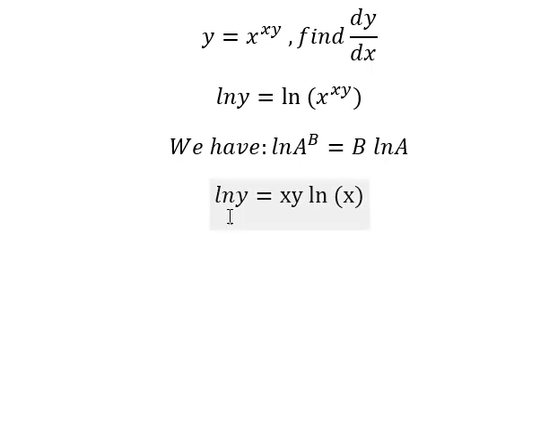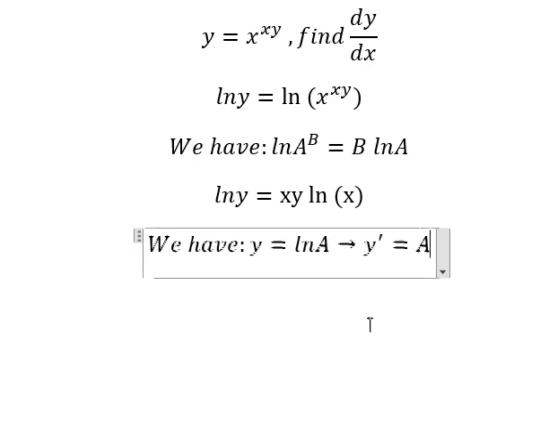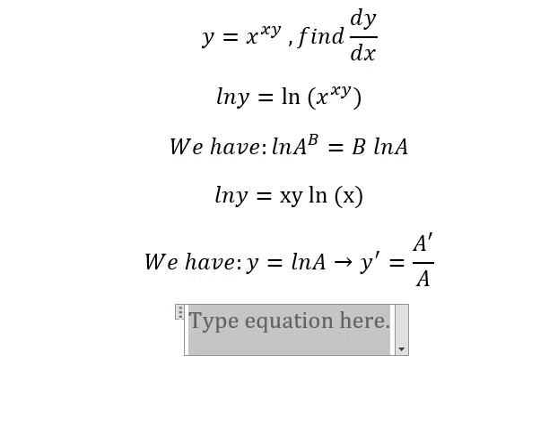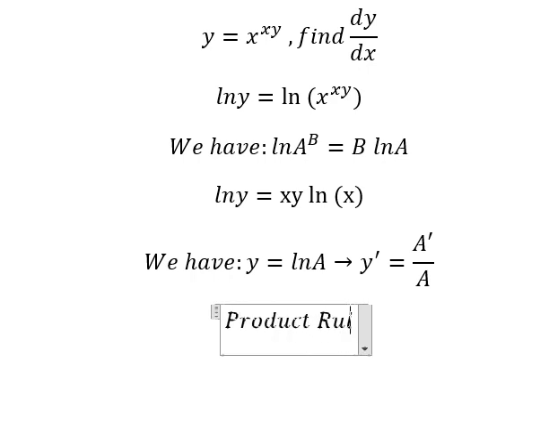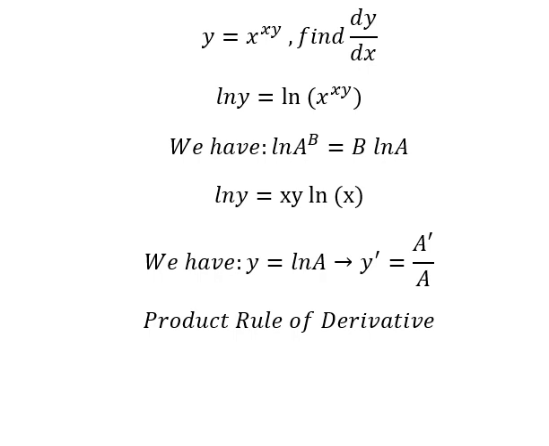Next, we need to do first the derivative for both sides. So we have the formula in here. For example, we have y equals to 12 and 8. So if we do first the derivative, that should be like this. And now we have the second one, that is about the product rule of the derivative. So when we have y equals to abc, if we do first the derivative, that should be like this.